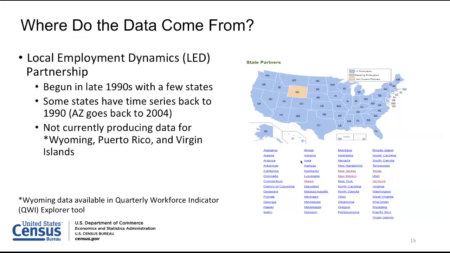Now, the LED, the Local Employment Dynamics Partnership, is part of the overall LEHD program. So the LED program is basically that partnership with the Census Bureau and all the states, with the exception of Wyoming, that has opted out, and Puerto Rico and the Virgin Islands as well. We are not currently producing data for Wyoming, but you can still get data for Wyoming for previous years, up until 2014. It did begin in the late 1990s, and Arizona doesn't go back that far. It only goes back to 2004, but as more states opted into the program to share the data with us, we were able to start producing that data accordingly.